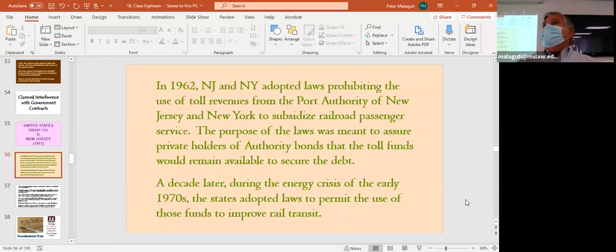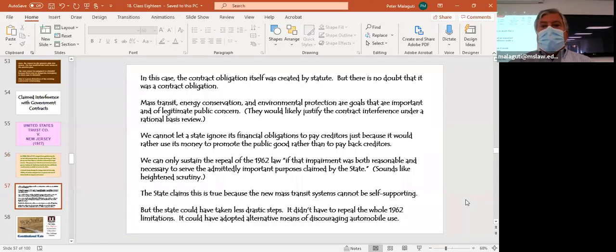U.S. Trust Company objects. It's obviously purchased a lot of these bonds. It wants them to be secure, so it claims that the Port Authority has breached its contract, and the court agrees.